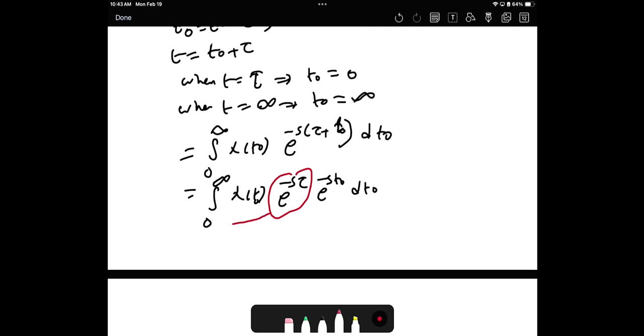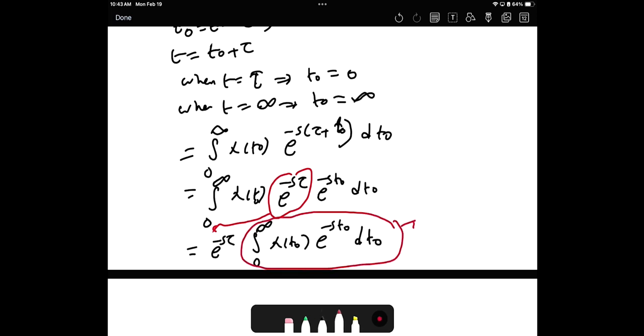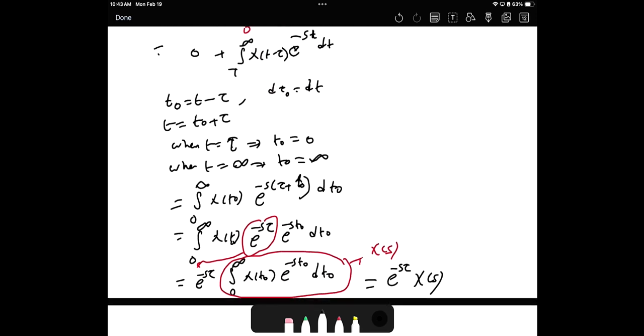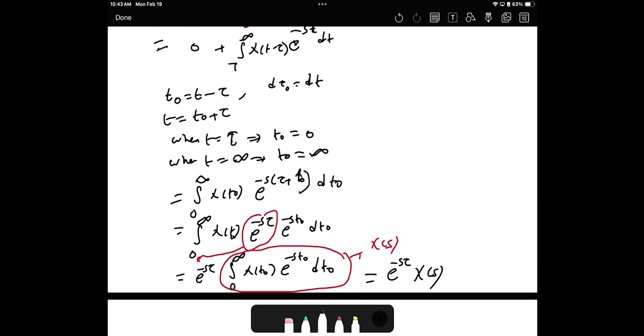By putting it outside of the integral, it yields e power negative s tau, then the integral from 0 to infinity x of t0 e power negative s t0 dt0. This is the definition of Laplace transformation, which is x of s. Therefore, the output will be e power negative s tau x of s. And that's it. This is the proof. You are not required to do the proof every time unless you've been asked.